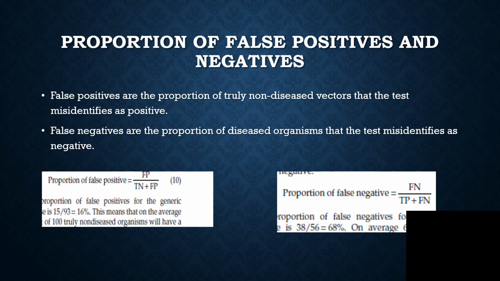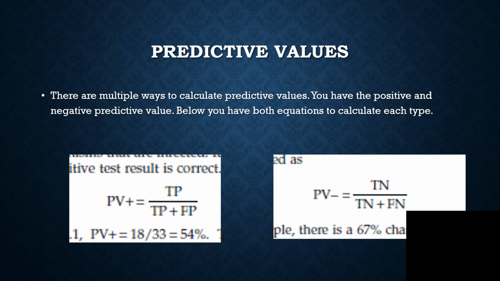Now, proportion of false positives and negatives, again, they have their own equation as well. False positives are the proportion of truly non-disease vectors that the test misidentifies as positive. False negatives are the proportion of disease organisms that the test misidentifies as negative. And so they have their own variables there, false positive and true negative. And you have the percentages as well. 60% for false positive, and for false negative, 68%.